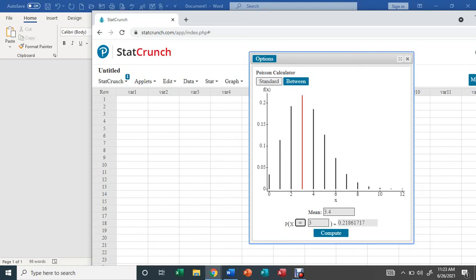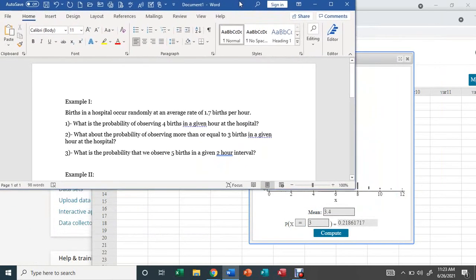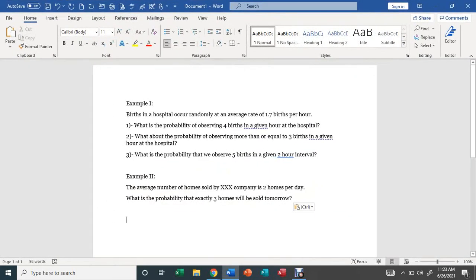And now let's go to the last example here. The average number of homes sold by a certain company, I just made up this name, XXX company, is 2 homes per day. So what is the probability that exactly 3 homes will be sold tomorrow?